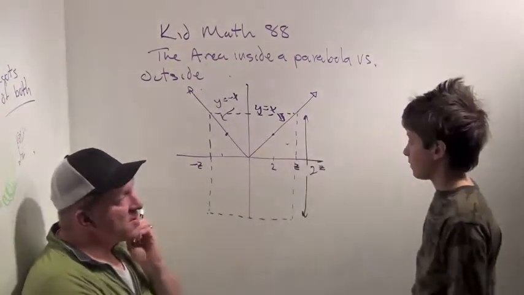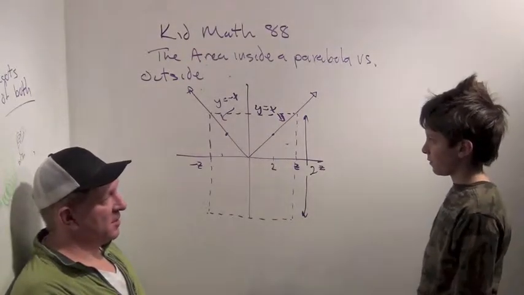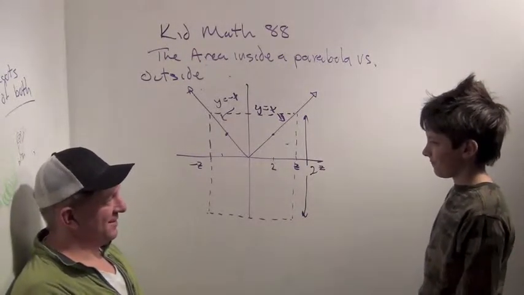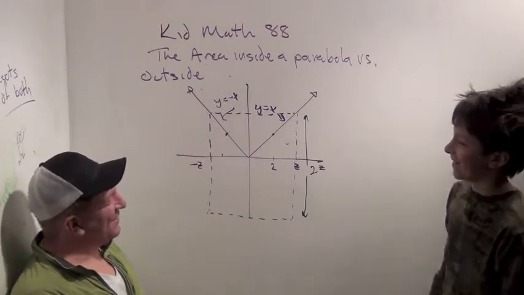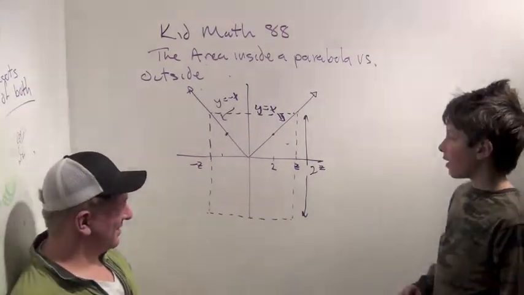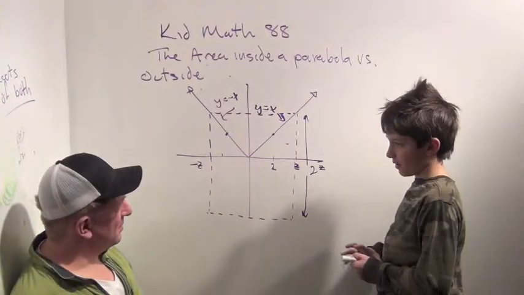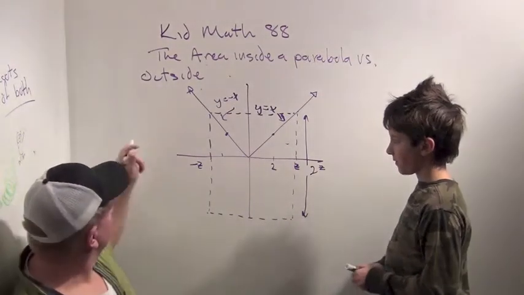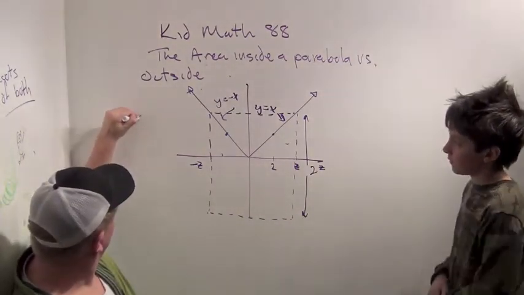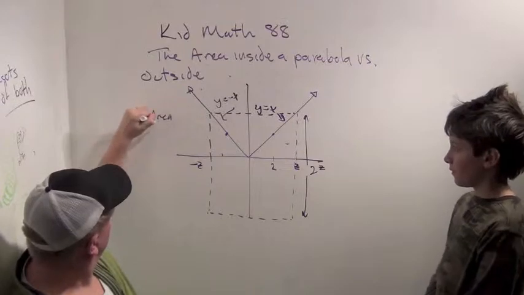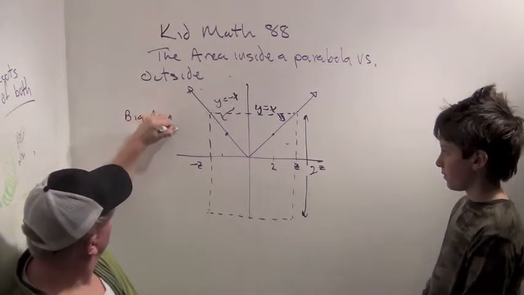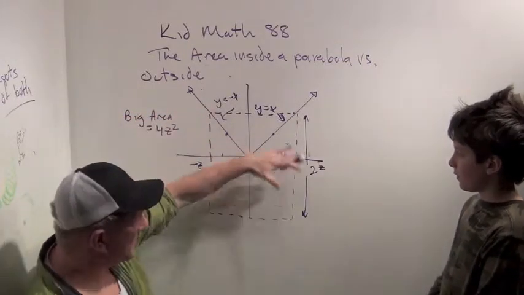What's the area of this square? It's 2z squared. It's 4z squared. So the big area is the area of everything inside the square.